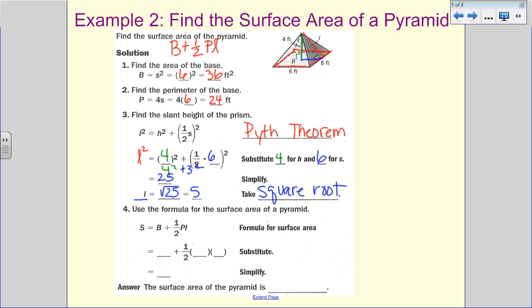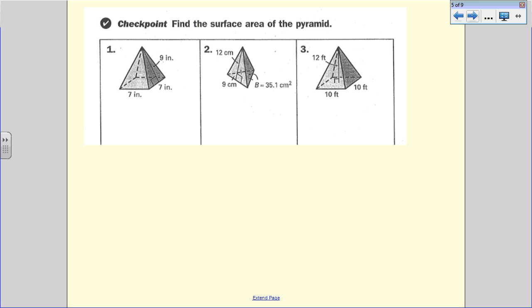So now we have what the slant height equals, we have what big B equals, and we have what perimeter equals. So we're going to use our formula now. The area of the base was 36. We have to use that 1/2, and we have the perimeter, which was 24, because 6 plus 6 plus 6 plus 6. And the slant height was 5. We're going to multiply all of those together, and we get 96. So the surface area of the pyramid is 96, because it's area, it's square feet, or feet squared.